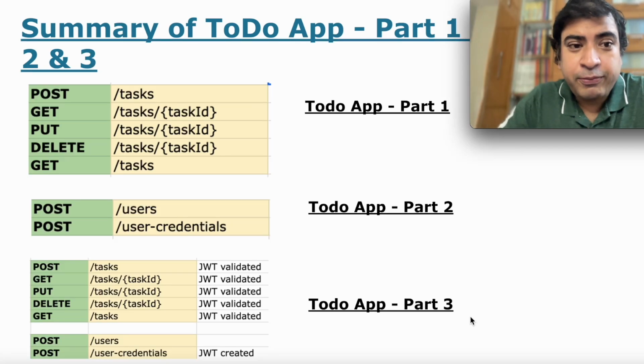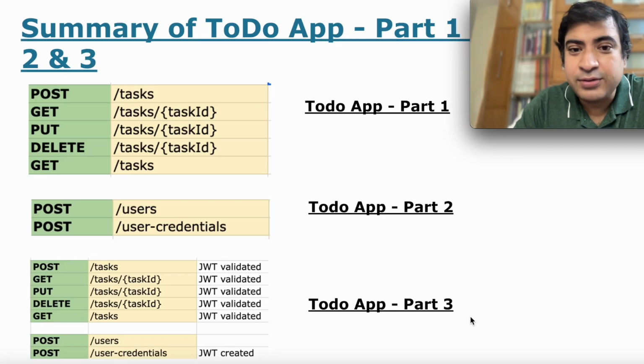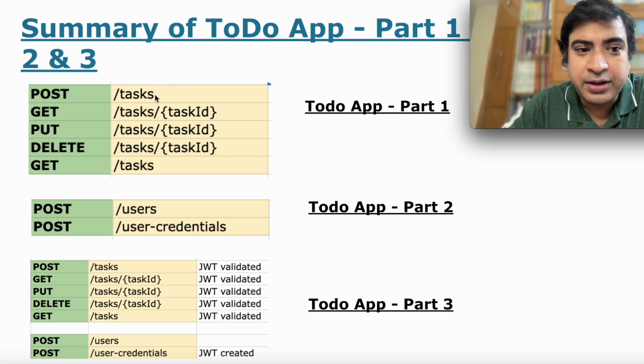Welcome to the fourth part of the Todo App built using SpringBoot. And let me give you a quick summary of what we have done in part 1, 2, and 3. In part 1, we have developed the task service, which contains the task-related endpoints, like the post endpoint for creation of the task, the get, put, and the delete endpoint for retrieval of the task.